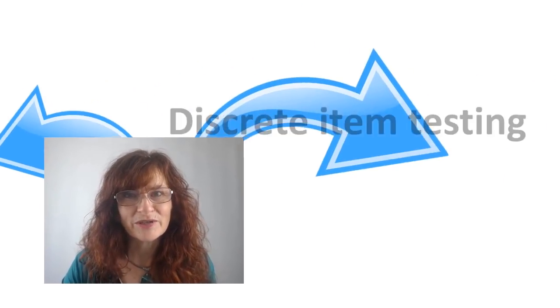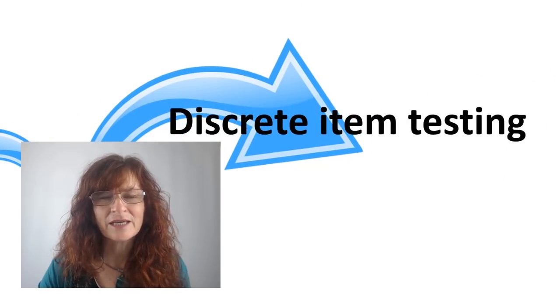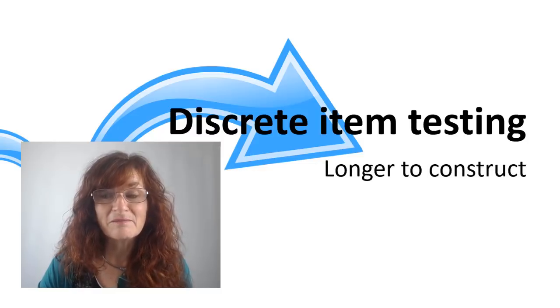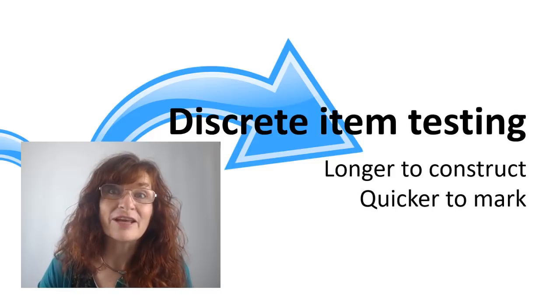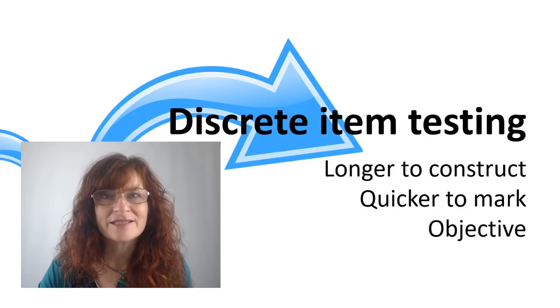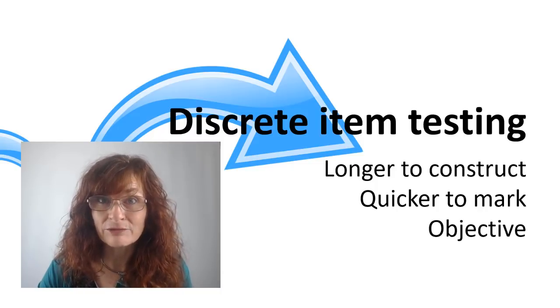The other side of the coin is discrete item testing. So that's things like gap fills, closed tests, vocabulary items, things like that. These tend to take much longer to construct. They take longer to write, but they're very quick to mark. There's a trade-off there. And they're much more objective. They're either right or wrong.